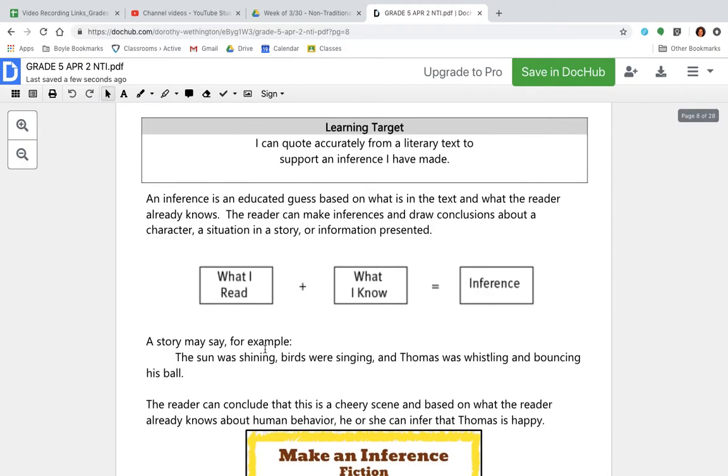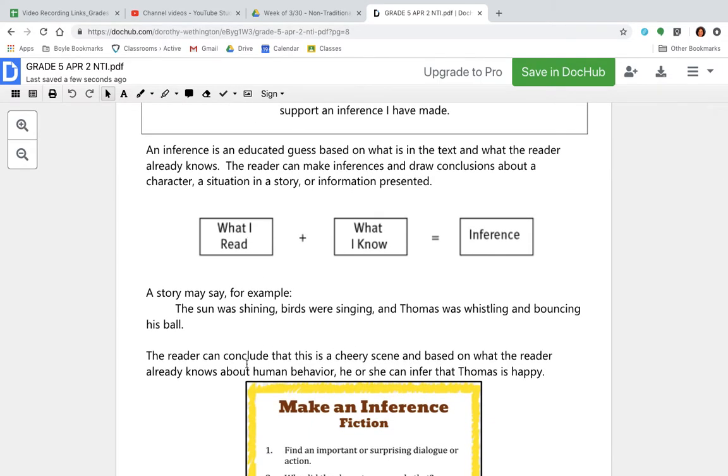A story may say, for example, the sun was shining, birds were singing, and Thomas was whistling and bouncing his ball. The reader can conclude that this is a cheery scene, and based on what the reader already knows about human behavior, he or she can infer that Thomas is happy.